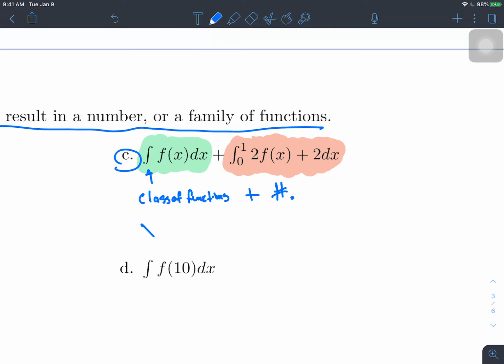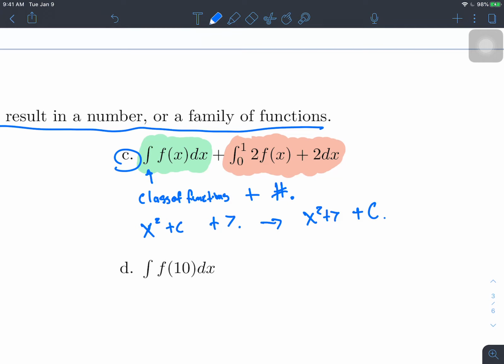So if I take some class of functions x squared plus c and I add to that the number 7, what am I going to get? Number or class of functions? I think class of functions, right? We'll get the class of functions x squared plus 7 plus c.